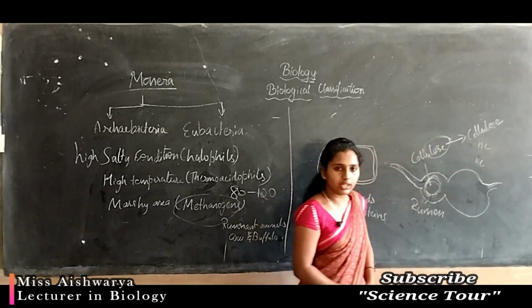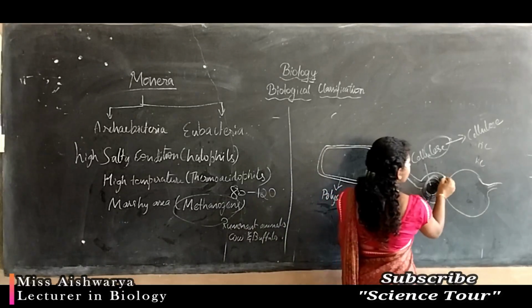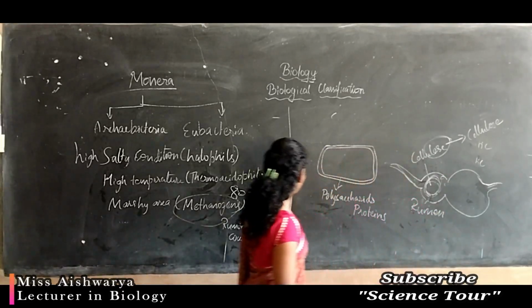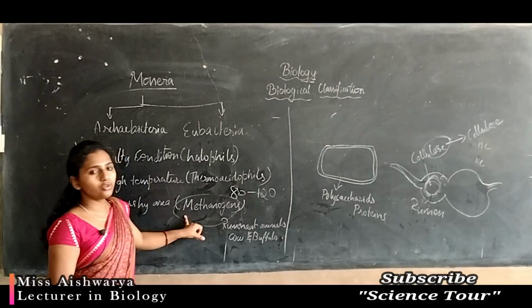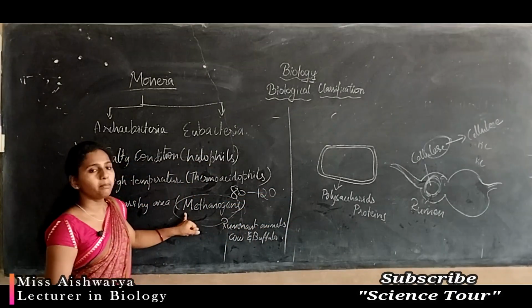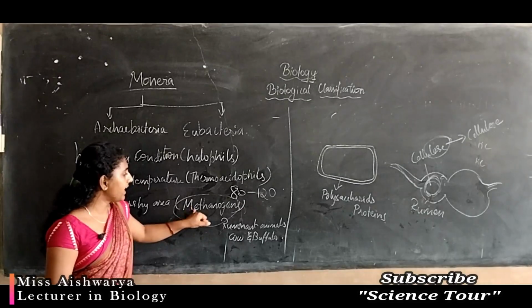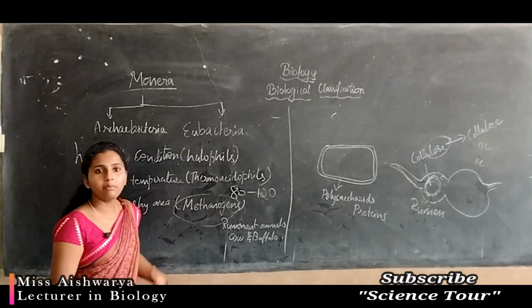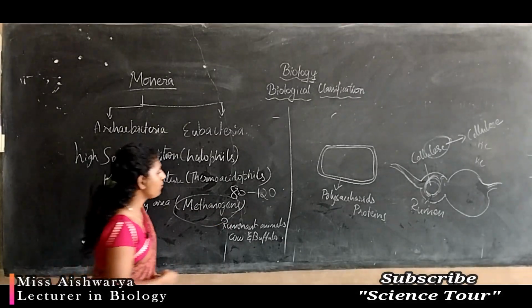Along with the cellulase in the rumen region, you can also see the presence of methanogens. So those methanogens will help in the production of methane.